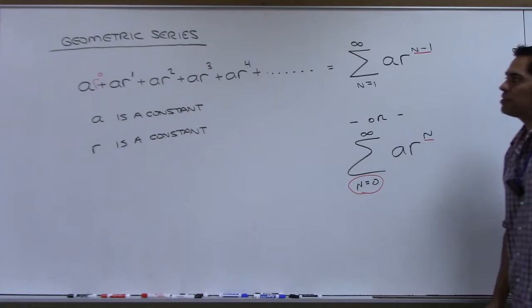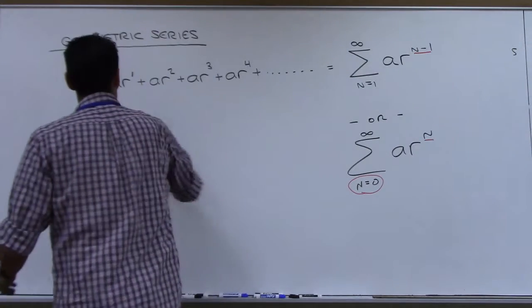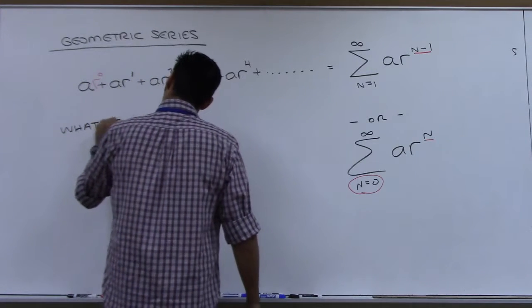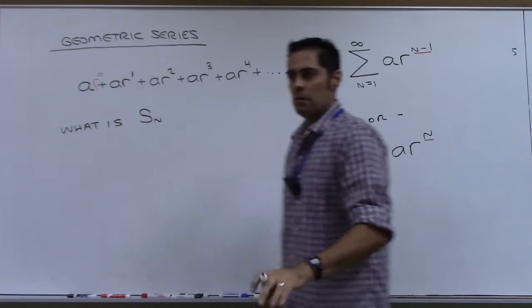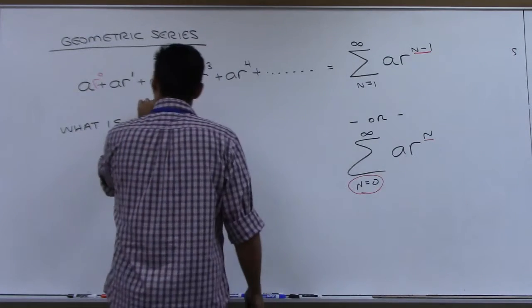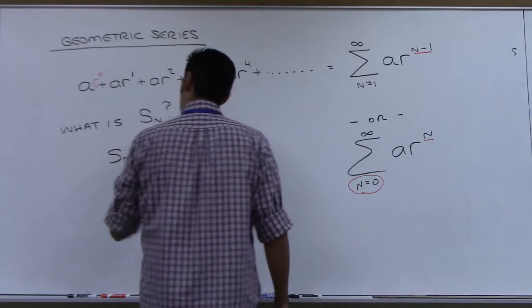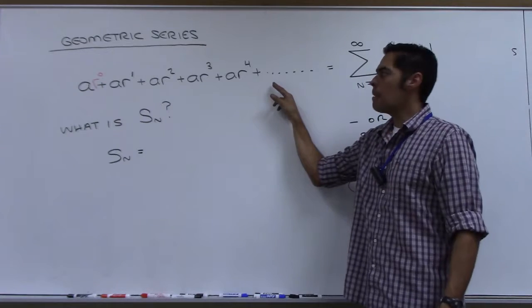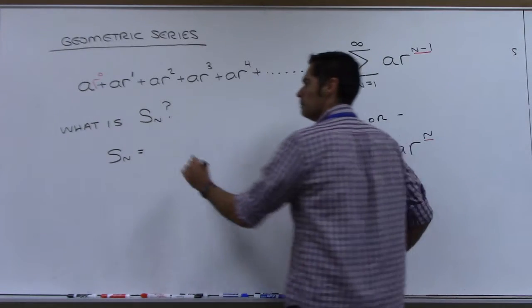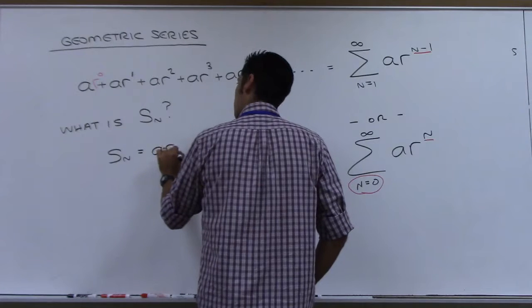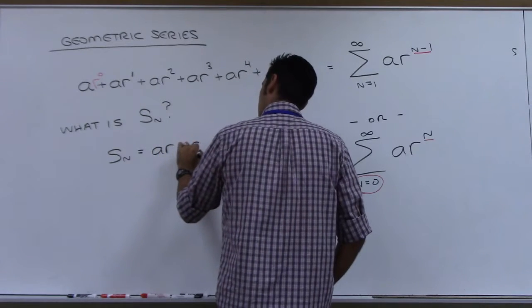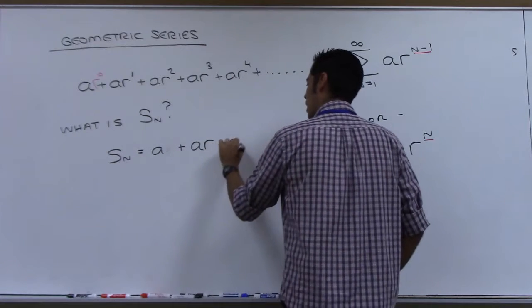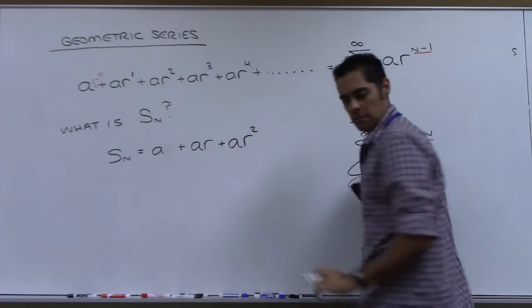Okay, so this is our geometric series. Now, tell me what S sub n looks like. What is S sub n? Well, it would be what? This plus this until I get to where? A plus AR plus AR squared, right?